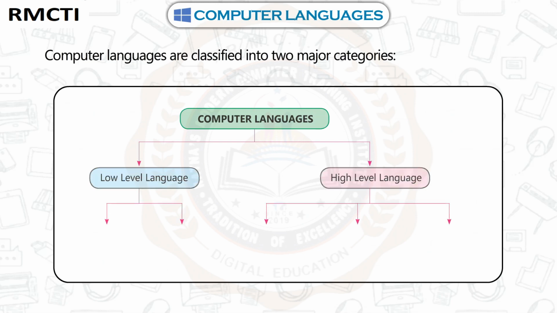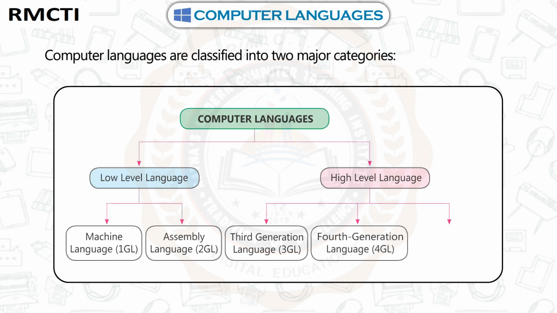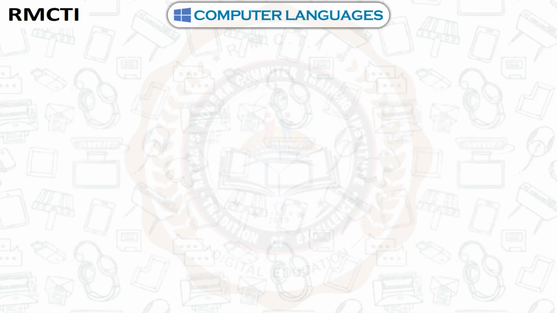Low-level language: machine language, 1GL, assembly language, 2GL. High-level language: third-generation language, 3GL, fourth-generation language, 4GL, natural language, 5GL.